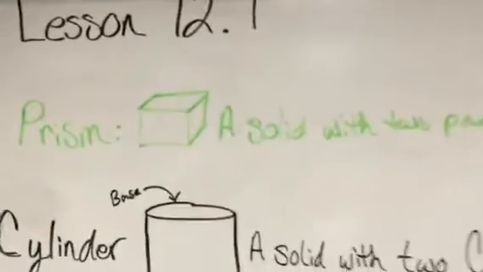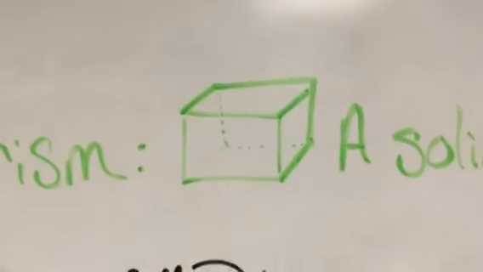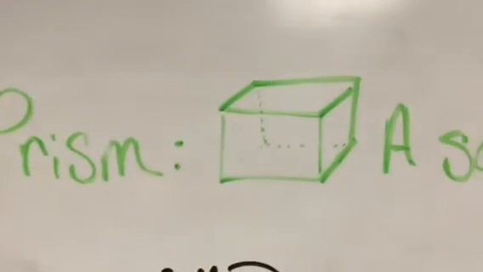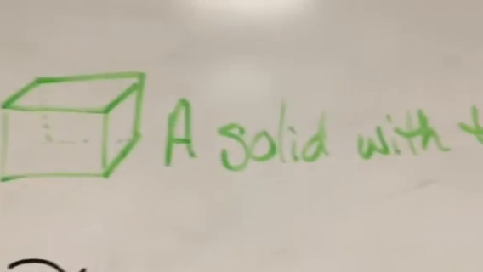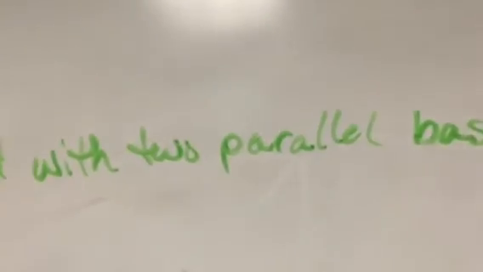Moving on to some of the shapes. The first shape we're going to look at is a prism. You notice we have rectangular prisms, we'll have cubes are a type of prism, and a prism is just a solid with two parallel bases. That's the simple definition of it.